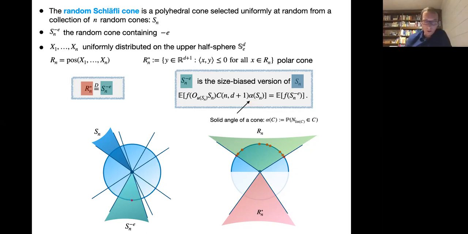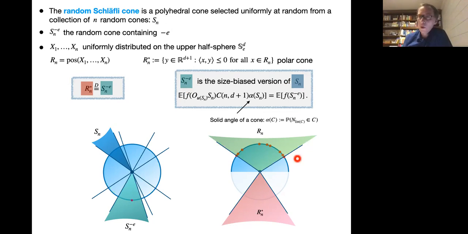And these two observations here give you a link between all these random cones. So first of all, the Schläfli random cone, this is the random cone of interest for us, is linked to the South Pole cone, and the South Pole cone is linked by polarity to a convex hull, to a spherical convex hull or the positive hull of uniform random points on a half sphere.